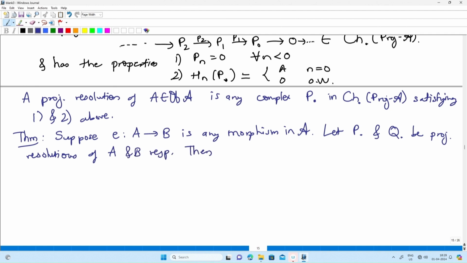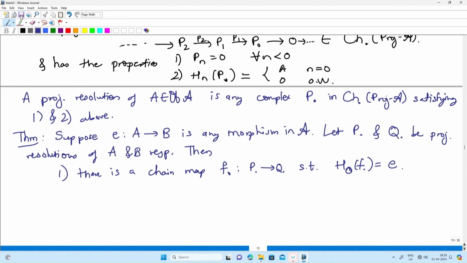Then first one, that we can actually lift, then there is a chain map F dot from P dot to Q dot such that H0 of F dot is equal to E. So this particular morphism can be lifted to a morphism between chain complexes.